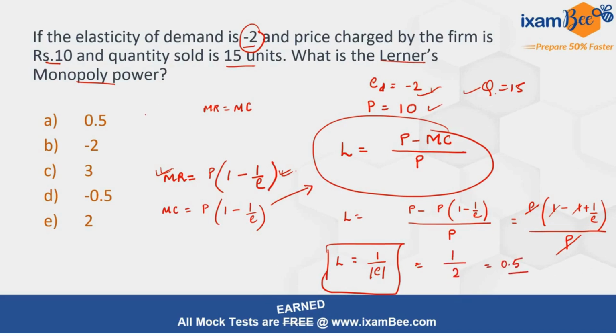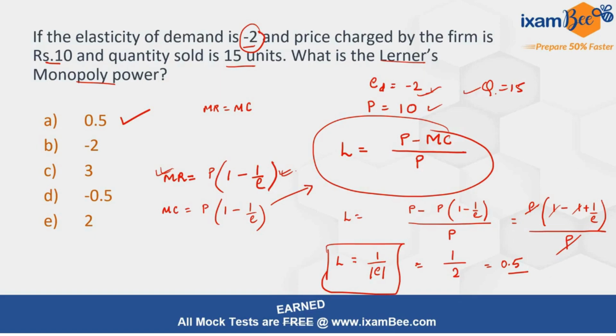So this is your answer. 0.5 is the Lerner's index of monopoly power. It tells how much power the monopoly has to charge the price over the marginal cost.